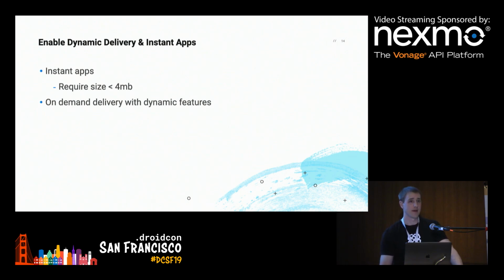Similarly, for on-demand dynamic delivered features, if you've got features that aren't super common or may not be used by the user, you can reduce your download size, which will increase the conversion rate in the Google Play Store, just by pulling out those features into modules that'll be delivered when the user wants them.